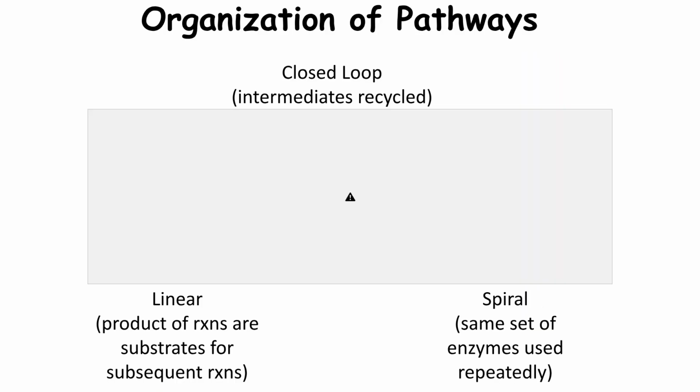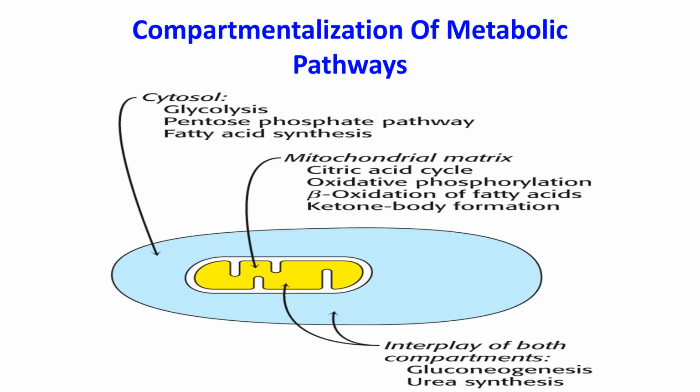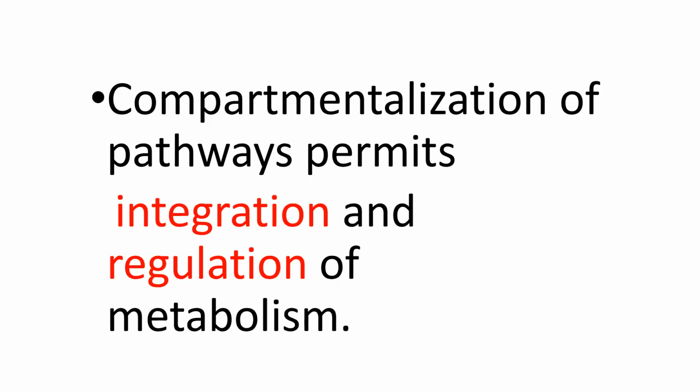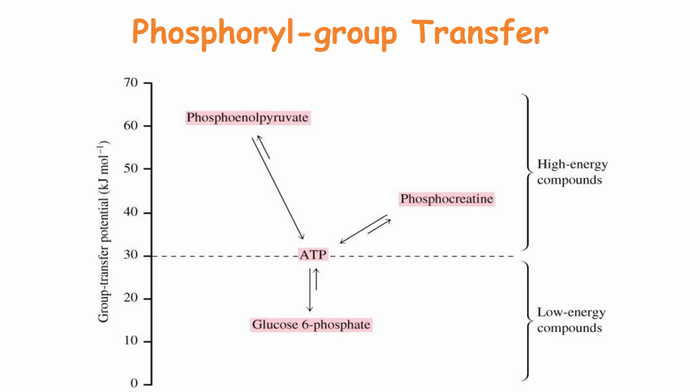We will now discuss the compartmentalization of metabolic pathways. Compartmentalization of pathways allows for the integration and regulation of metabolism. This scene displays phosphoryl group transfer. There are two main types of metabolic pathways: catabolic, which are degradative, energy generating, and exothermic, and anabolic, which are synthetic, energy utilizing, and endothermic.